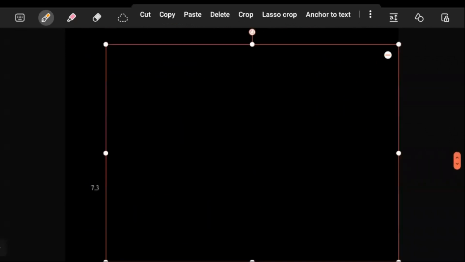Because with math, the funny thing is, oh snap, this thing is not showing. No, it's doing that thing again.